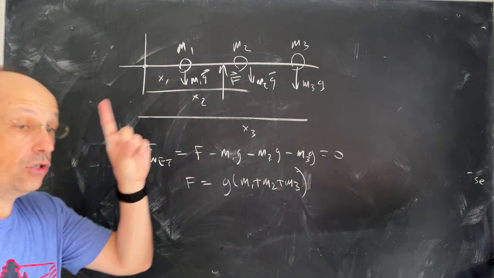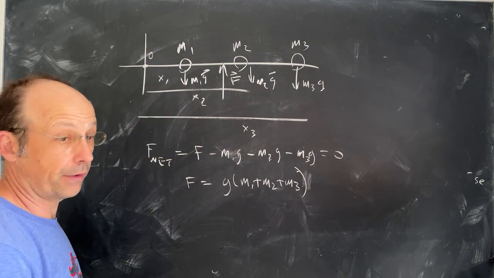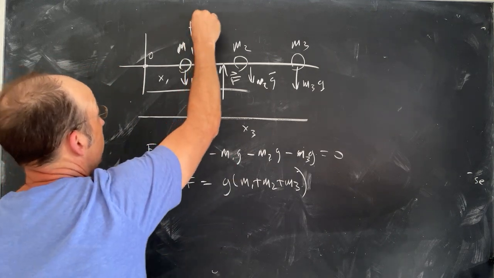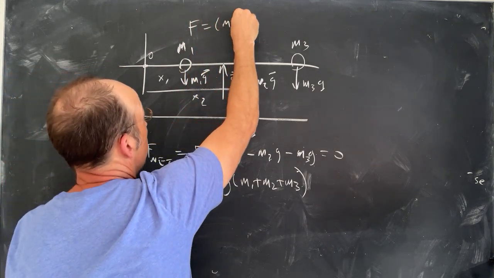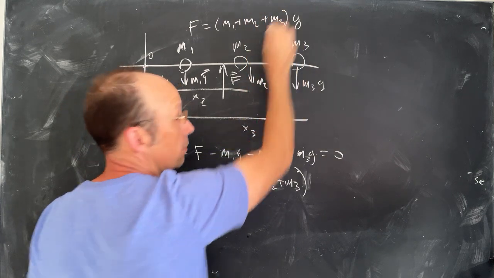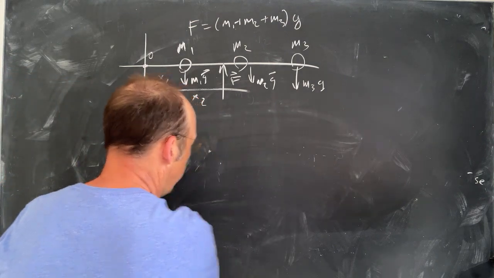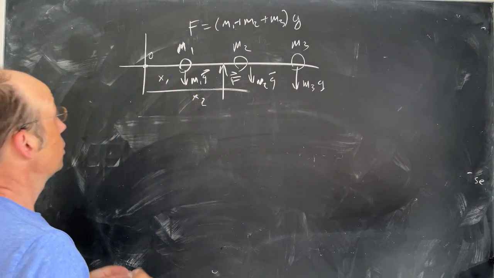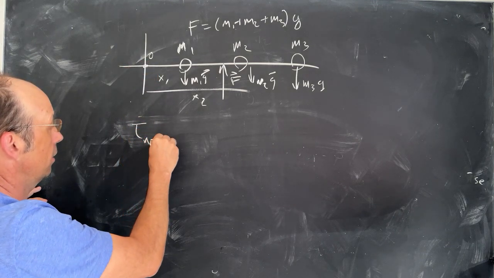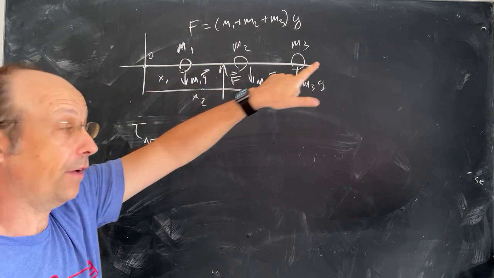Now, the net torque has to also be 0. So let's pick this as our origin point, O. Let's put up here F equals (M1 plus M2 plus M3) g. Now I can erase all this other stuff. I'm not very good with space right now. So I want to calculate the net torque about point O. I have 4 forces, and the torques have to add up to 0.